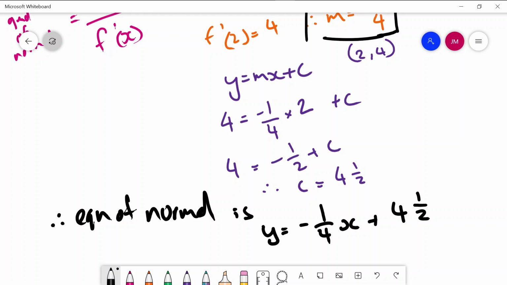You can use y minus y1 equals m outside of x minus x1, or you can use y equals mx plus c. You should get the same answer if you've done the above steps correctly.